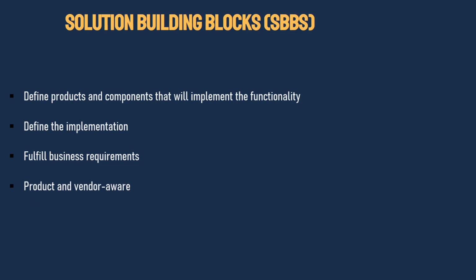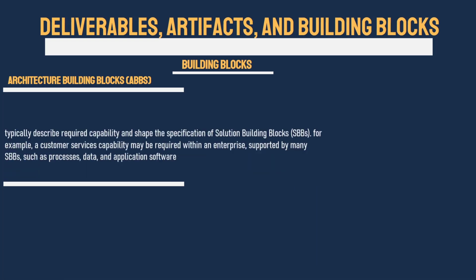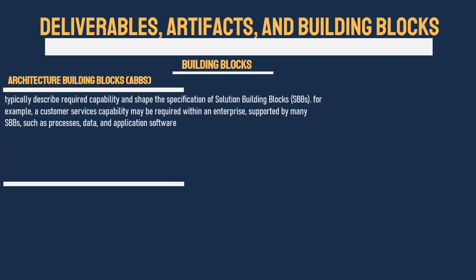Let's explain once again in a fresh manner. Architecture building blocks typically describe required capability and shape the specification of solution building blocks. For example, a customer service capability may be required within an enterprise, supported by many solution building blocks such as process, data, and application software. Describe required capability and shape specification of solutions.